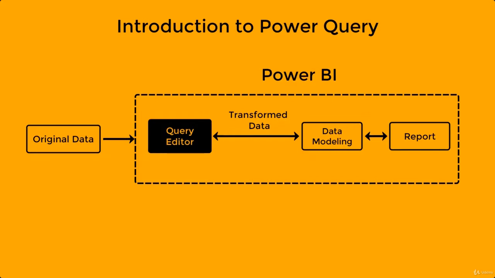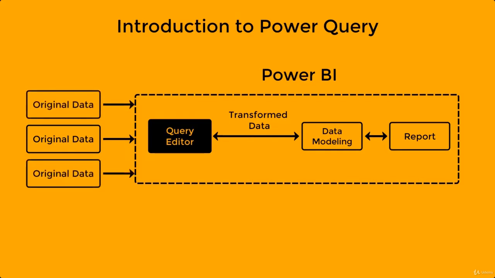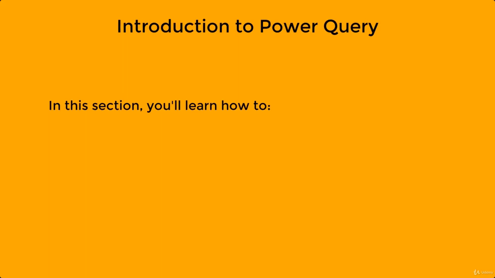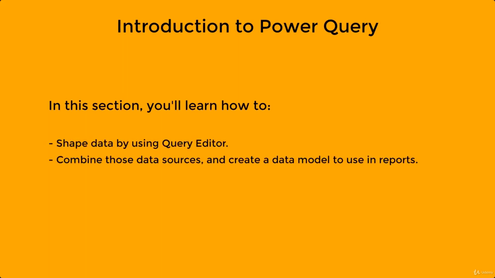Now, what do I mean by shaping your data? You can add or remove columns from your tables. You can rename your columns, or you can maybe change text to numbers, and so many such things. You can also combine your data from more than one data source and then shape the data and create data models. So in this section, you will learn how to shape your data by using Query Editor and also combine those data sources and create a data model to be used in your reports.